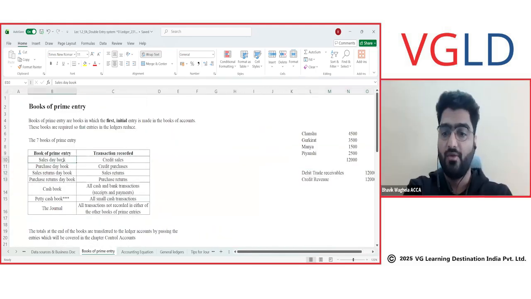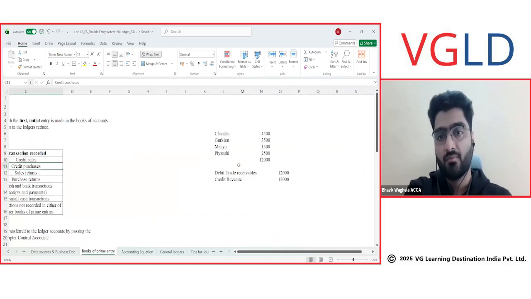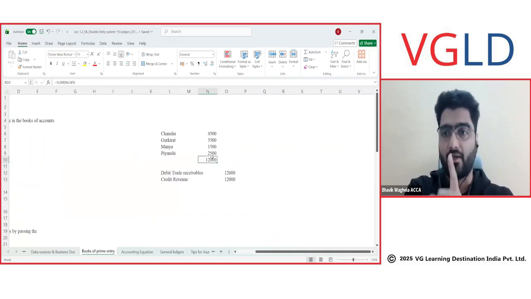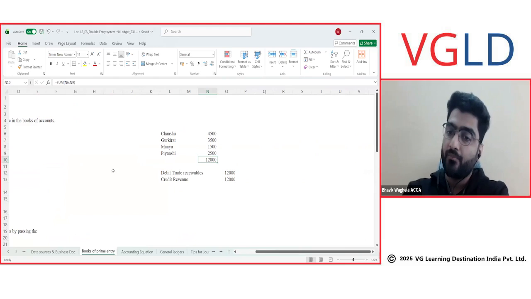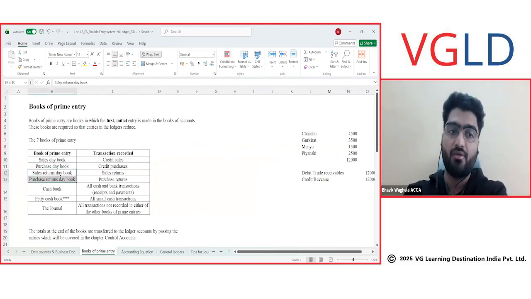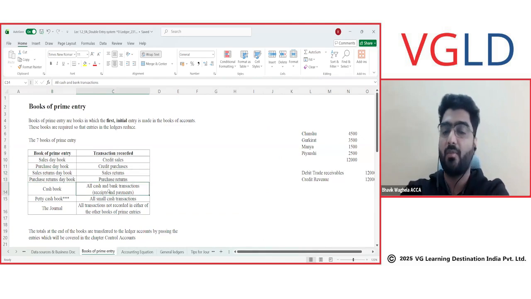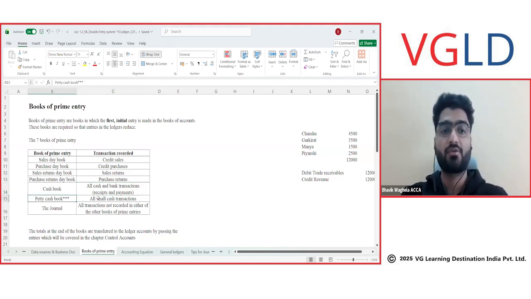So this is my sales day book. We use it to record credit sales. I have purchase day book for credit purchases. Again, I will record all the details of credit purchases here. I will take the total and then record the entry as debit purchases and credit trade payables. Got it? Then we have purchase returns day book and sales returns day book, where we record all the details pertaining to purchase returns and sales returns. Then we have cash book, where all the cash and bank transactions, that is all the receipts and payments, will be recorded. Then we have petty cash book, for all small cash transactions.